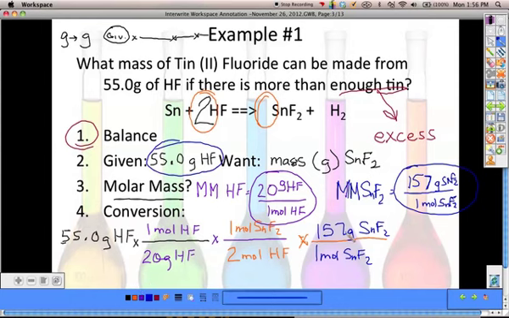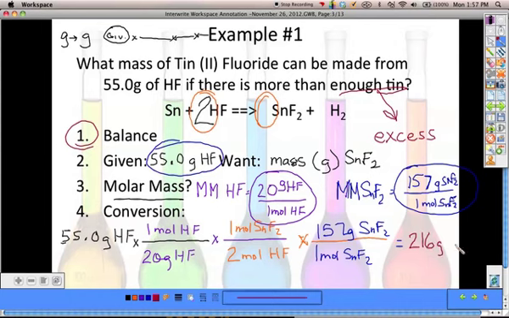Everything across the top gets multiplied, and then everything on the bottom gets divided by that. Go ahead, type it in. So 55 times 157 divided by 40. Yep, because 2 times 20 would be 40. And we'll need 3 sig figs. 215? Okay, so 216. Cool.